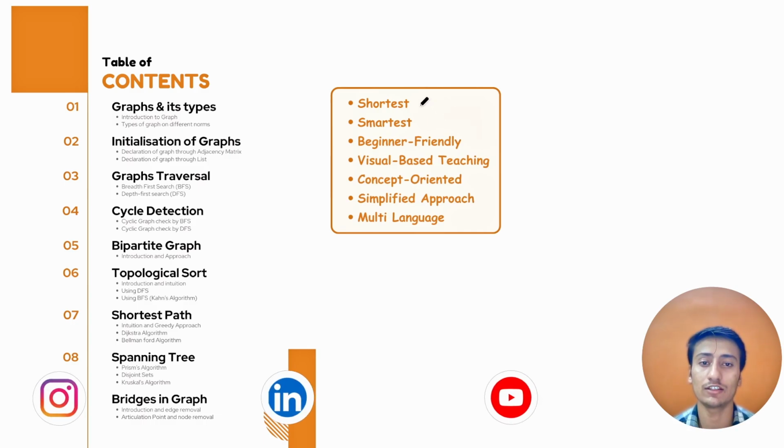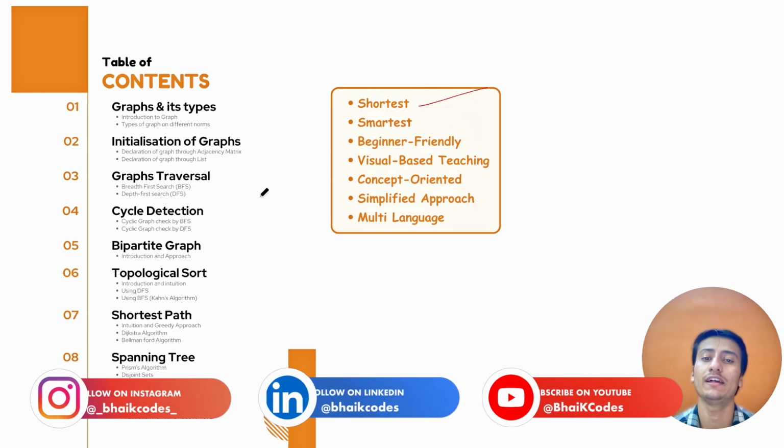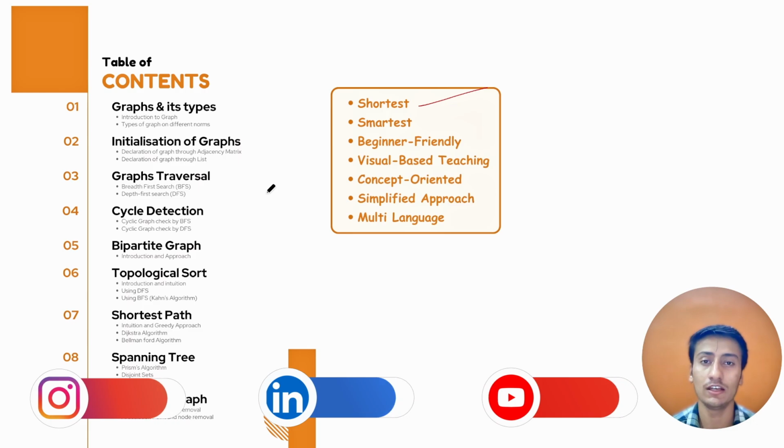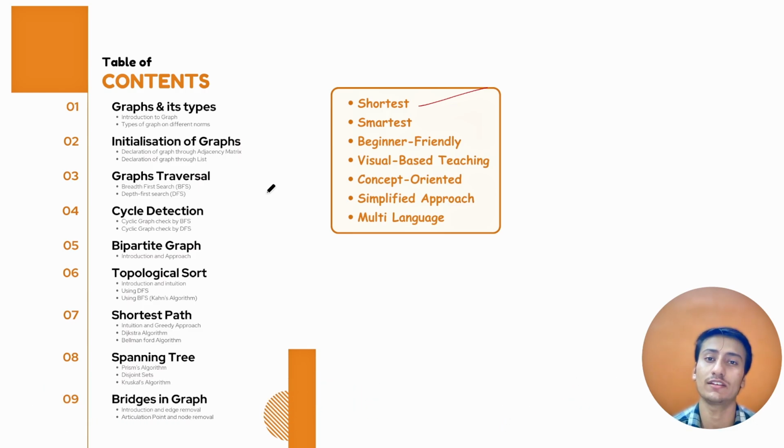First, this is the shortest playlist that you will find on YouTube. There are so many playlists on graphs, but I can bet this one is the shortest and the fastest that you can learn. Second, I have made the algorithm or the approach in such a way that it is the smartest approach. Some people give approaches that are very lame or very big, but I have given the smartest approach. It is also beginner friendly and the easiest playlist that you can find across YouTube. I can bet on it.